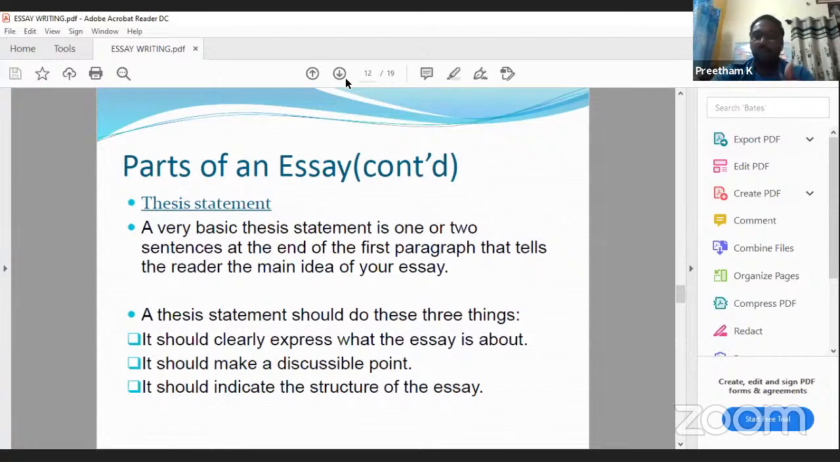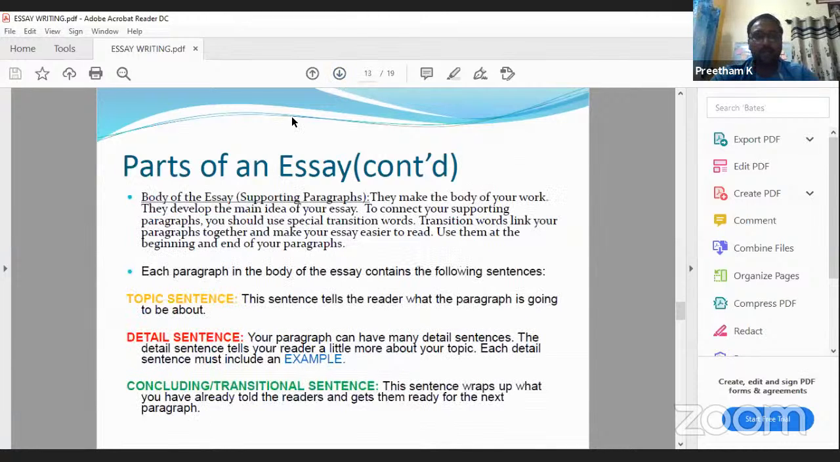And in the coming up statements, you justify how it is happening. A thesis statement should do these 3 things. It should clearly express what the essay is about. It should make a discussable point. It should indicate the structure of the essay.